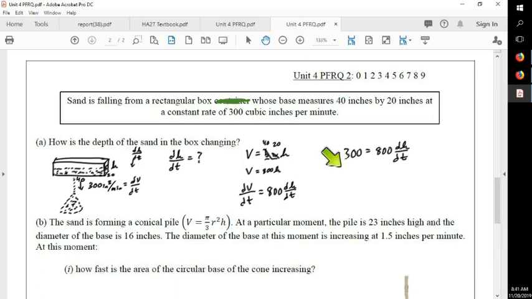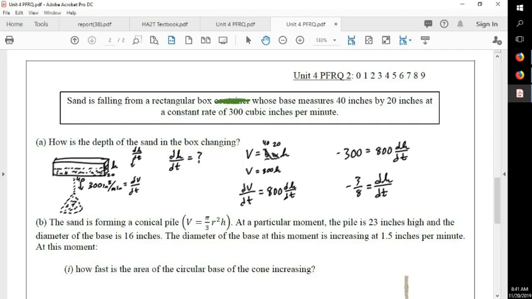Right? Because the volume is changing at a negative rate inside the box. And so I put negative 300 right there. Now to get dH/dt alone, I divide both sides by 800. It simplifies to a nice, pretty negative 3/8 equals dH/dt. Oh, snap. You know what I didn't include? I didn't include the units. The question doesn't ask for units, but this is a very valuable thing for us to know.